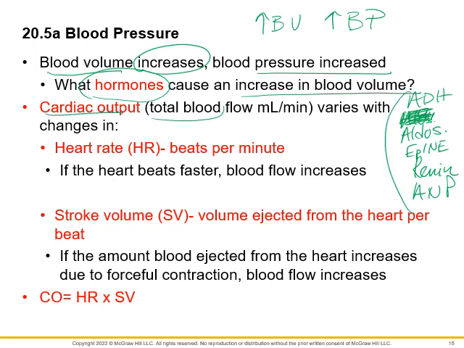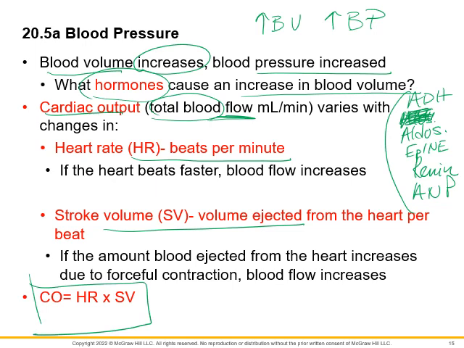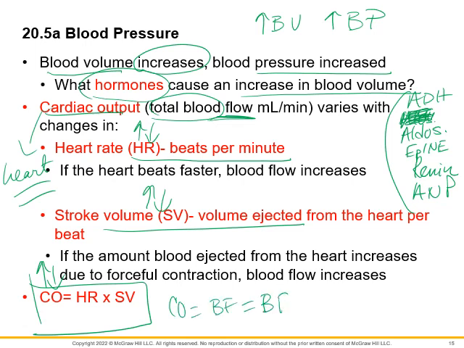So cardiac output, total blood flow, varies with changes in heart rate and stroke volume. We should already know this. So heart changes, right? Heart issues, heart changes. Heart rate can go up or down, stroke volume can go up or down. We already talked about the factors that increase or decrease heart rate and stroke volume, and then that can cause cardiac output to go up or down. Remember, cardiac output is equal to blood flow, which influences blood pressure.